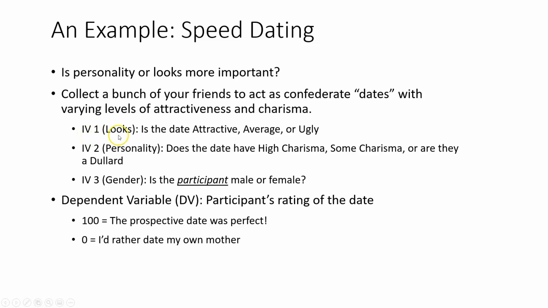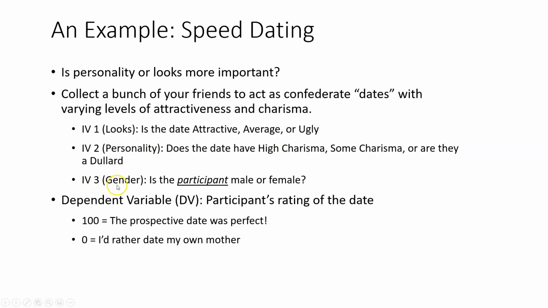The first one is looks. You might ask, is the date attractive, average, or ugly? So you've just rated them as one of three levels. So these Confederates are either attractive, or they're average, or they're ugly. The second independent variable is personality, and you might say then, does that date have high charisma, some charisma, or are they a dullard? No charisma at all. So again, these Confederate dates, they've been rated on charisma as well. They have a high, moderate, or low amount.